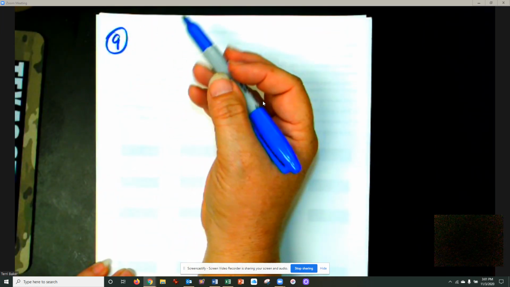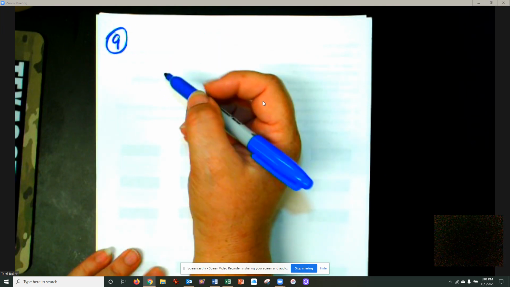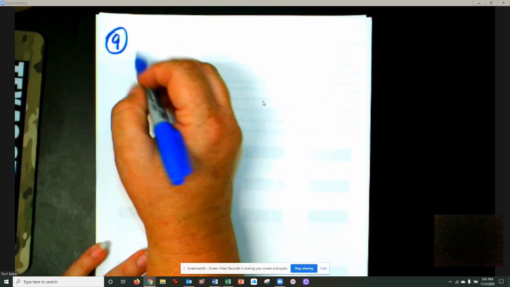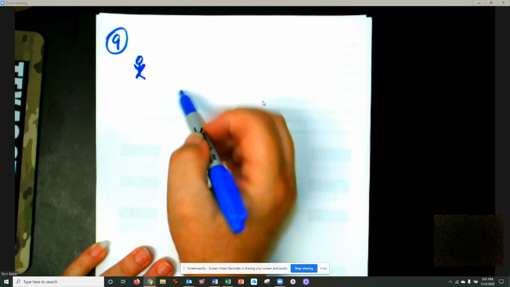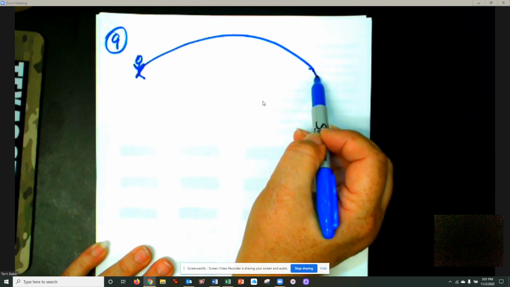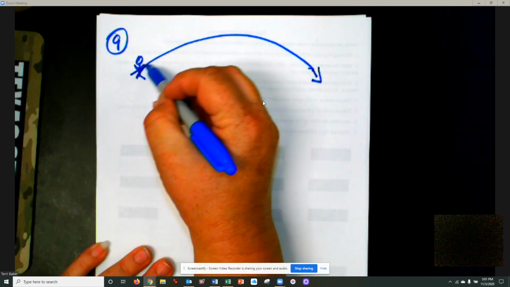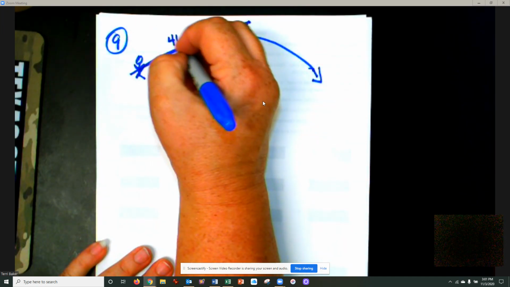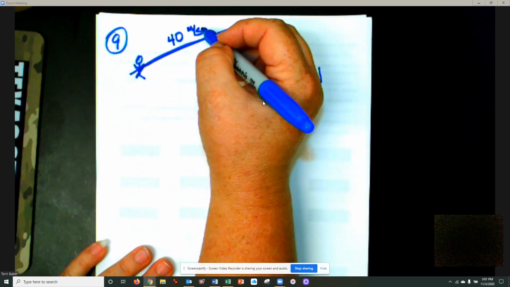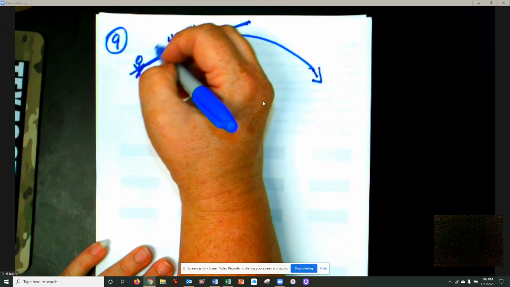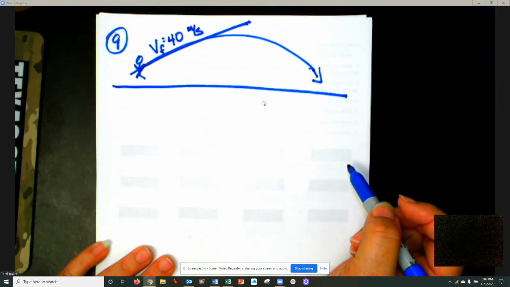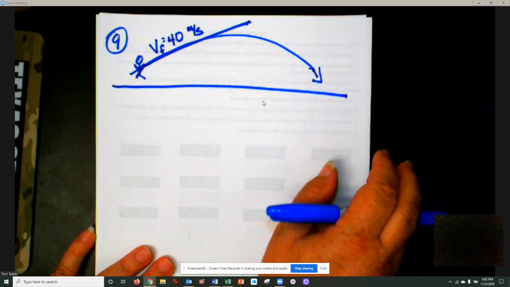9. A baseball player leads off the game and hits a home run. The ball leaves the bat at an angle of 30 degrees and a velocity of 40 meters per second. So here's our baseball player, hits a home run. Okay, so he hits at a velocity of 40 meters per second. Consider this your final velocity. He wants to know how far the ball traveled.